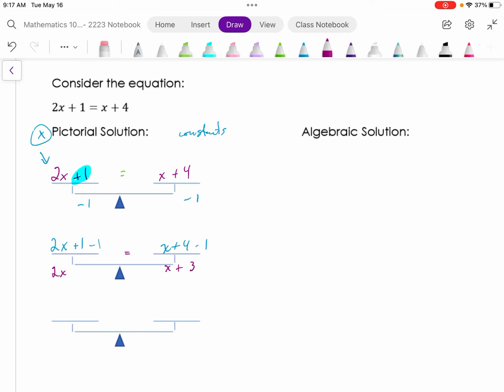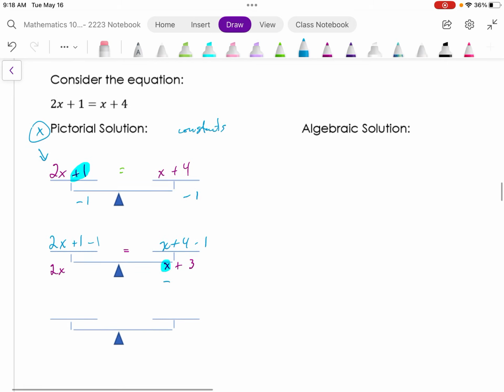Now, I have a feeling that I'm almost done here. I would like the x's to be isolated to one side. But when I take a look at the right-hand side, I still have an x. I need to figure out how I can get rid of this x. Well, I know what I'm going to do: I'm going to subtract x. But if I subtract it from one side, I'm going to subtract it from the other side.